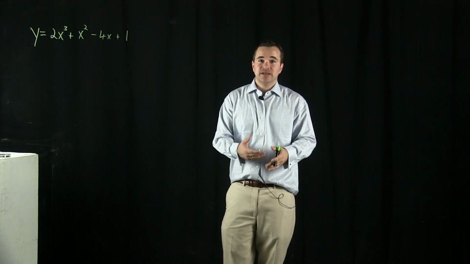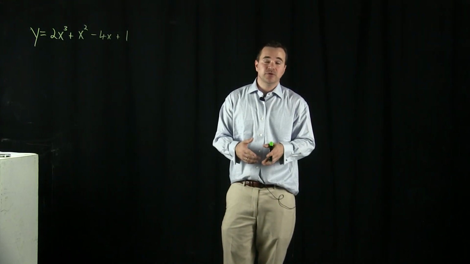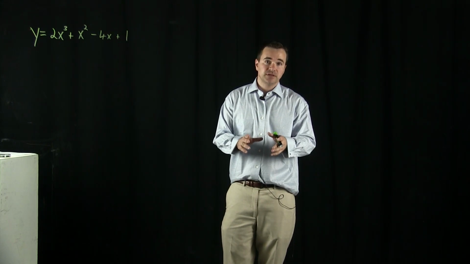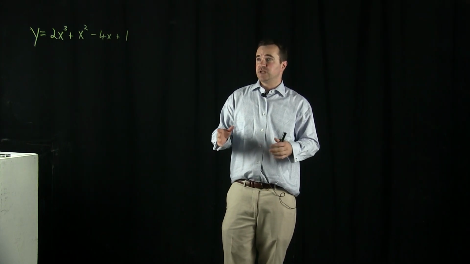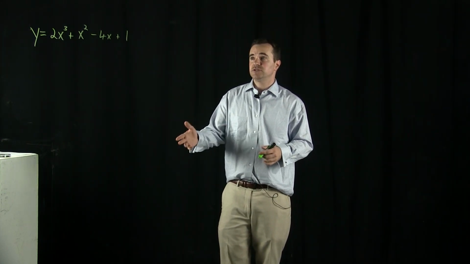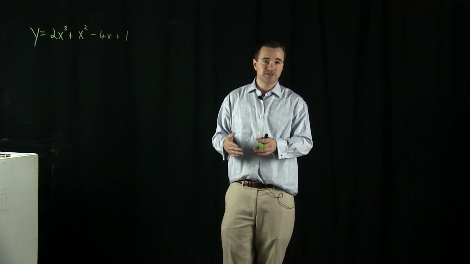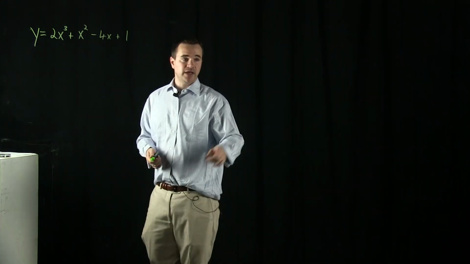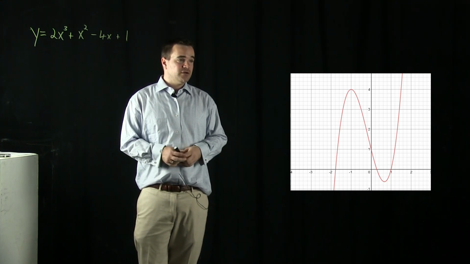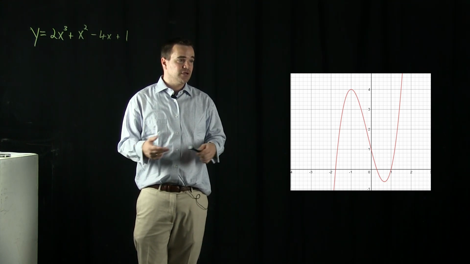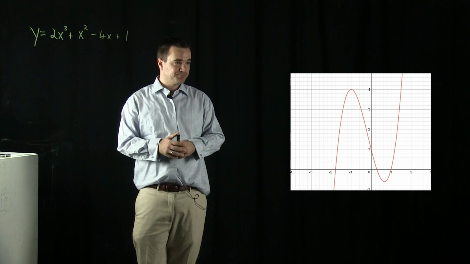Hey everyone, it's Ken. In this video, I'm going to show you an example of using the second derivative test in a typical calculus homework problem. So the function that I've chosen is y equals 2x cubed plus x squared minus 4x plus 1. I'm actually going to show you a graph of that right here. And you can graph these yourself. I just go online to desmos.com and type in the equation.